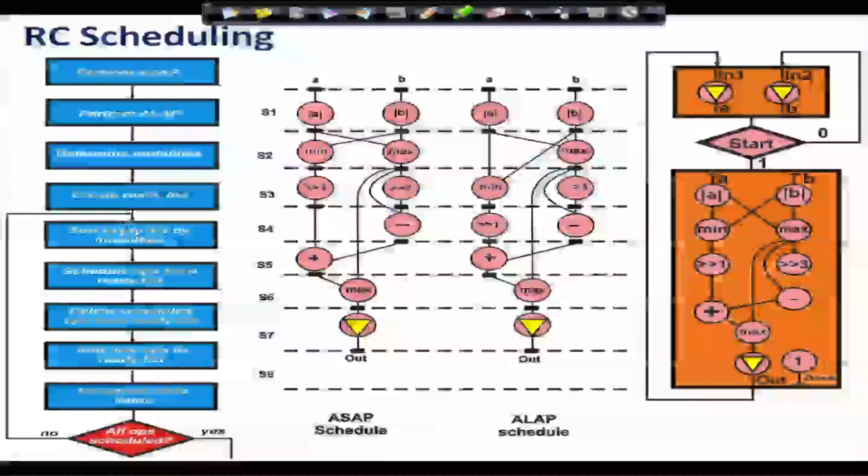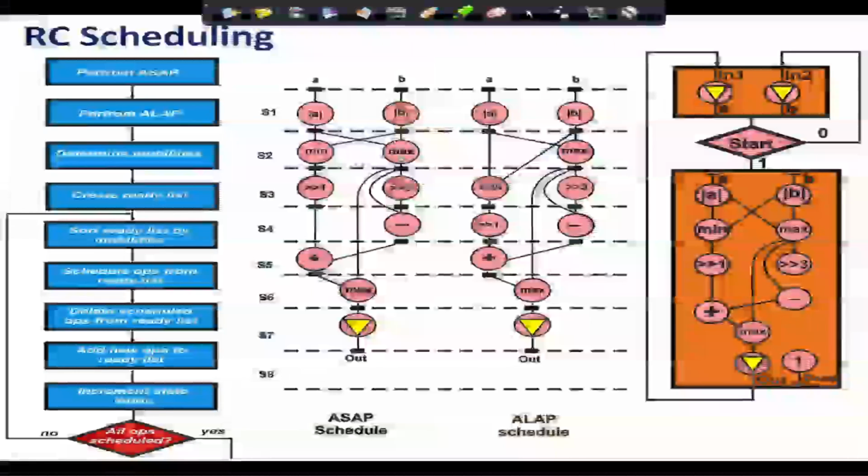So, I sort the ready list by mobilities, then I schedule the operations from the ready list. Ready list means the list that I have made. Once I schedule them, I delete them and then add new operators. Once I schedule them, they are scheduled. So, that is the ready list. What I mean is, say for example, here right now, what will be in my ready list initially? Can you tell me? What is ready at this point?